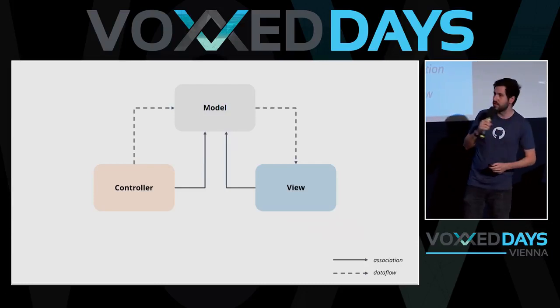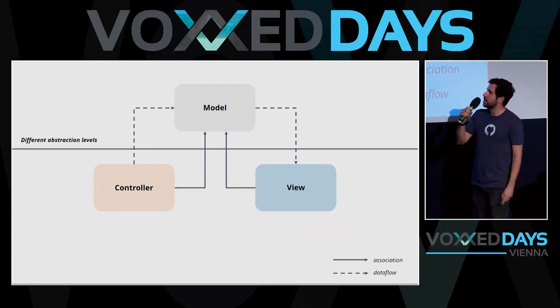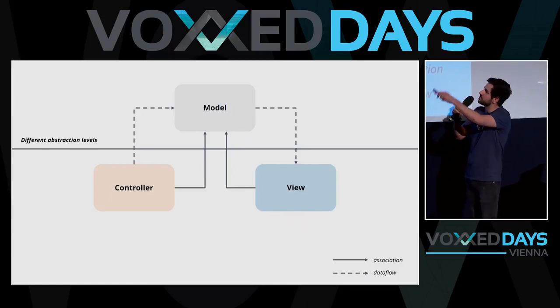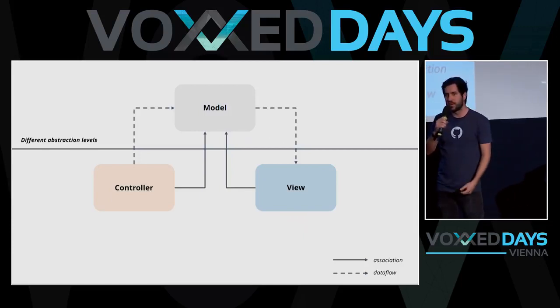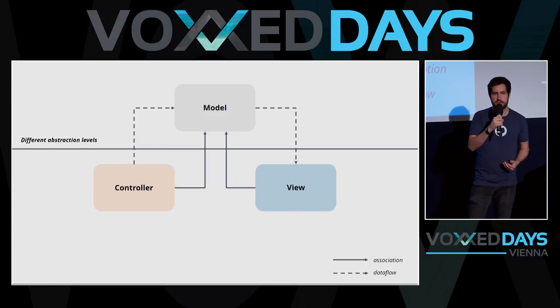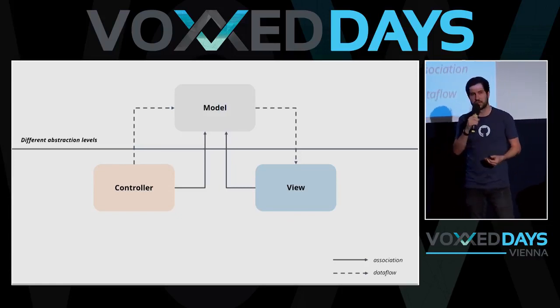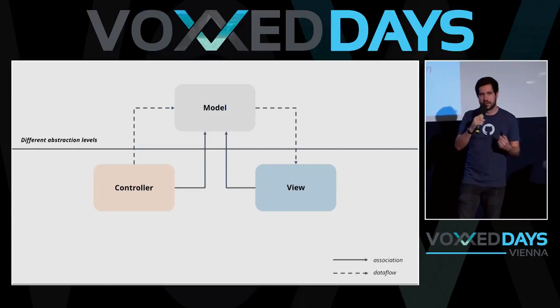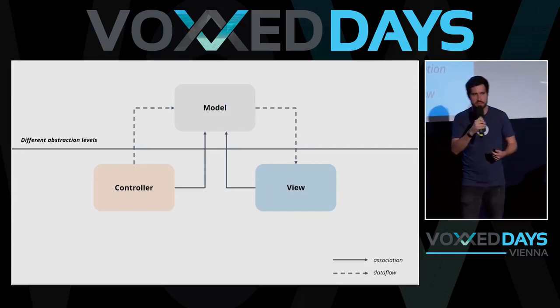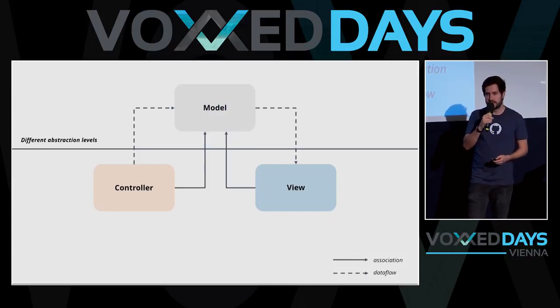And a very interesting finding, in my opinion, is this boundary here that tells us that we're operating on different abstraction levels in our software. So the model is on a different abstraction level than the view and the controller, because these two deal with technical details of the presenting stuff, while the model doesn't know about that.